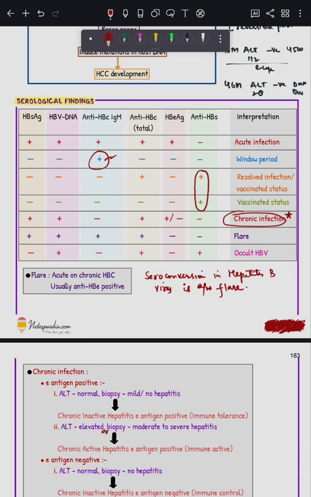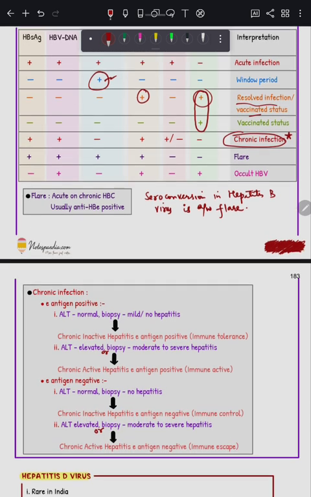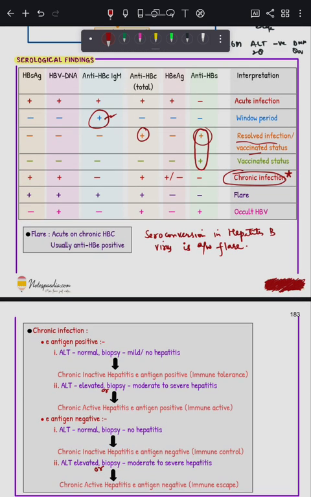What is resolved infection or vaccinated status? In this case HBsAg will be negative but anti-HBc total positive, and anti-HBs will also be positive, so both core and surface antibodies are present. That means past infection recovered. So two antibodies, core and surface, are positive in resolved cases, whereas in case of vaccinated, only anti-HBs will be positive.